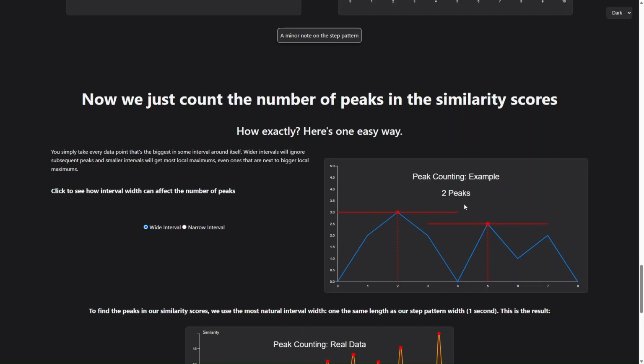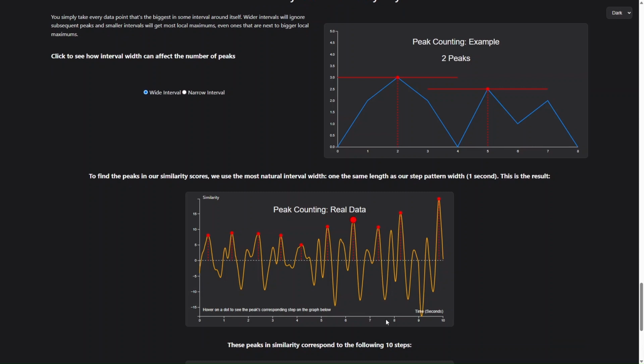You can say that a peak is any point that is a maximum within some interval of itself. If you take a wider interval, you get fewer peaks, and if you take a narrow interval, you get more peaks. And that's what this visual shows very clearly. If we apply this peak counting algorithm to our similarity data, these are the peaks that we get. For the interval width, I simply use the width of one step pattern, which is exactly 1 second.